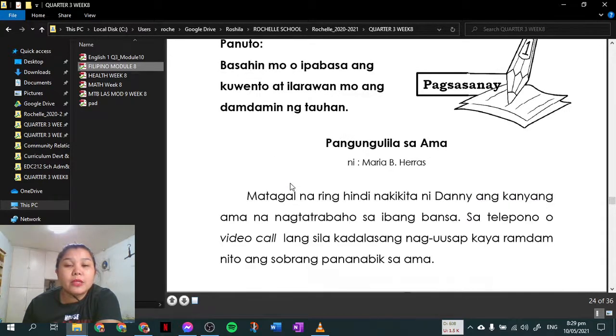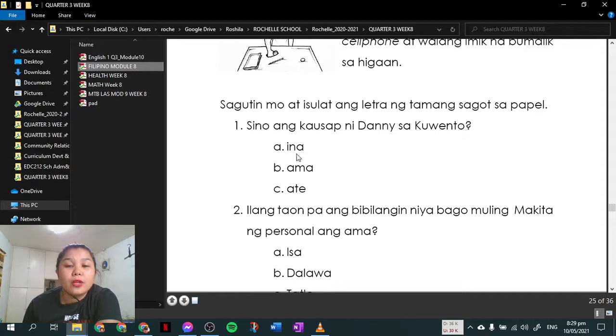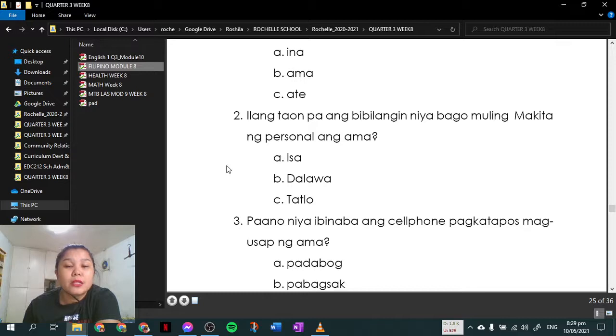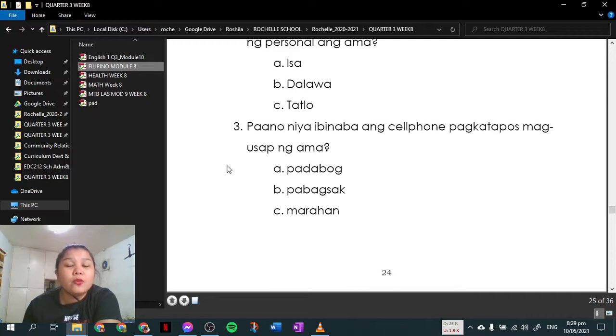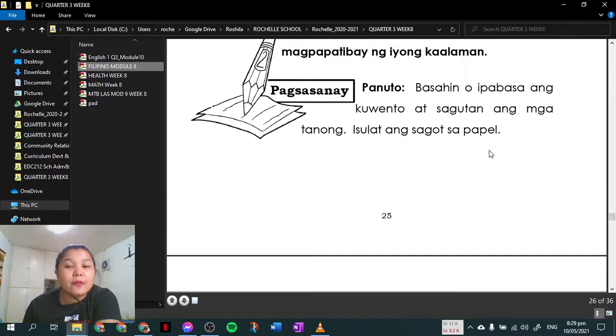Sa pagsasanay 1, basahin mo at ipabasa ang kwento at ilarawan mo ang damdamin ng tauhan. So, after you read this, then you can identify how they felt. So, dito na lang, either bilugan or isulat ang titik sa patlang. So, A, B, or C. So, more on, how you understand the story, and at the same time, you can also identify the feelings based on the story.